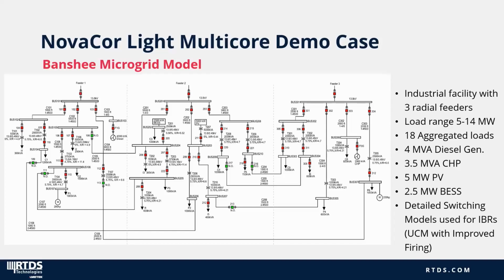Now, some minor modifications did have to be made to the Banshee microgrid model in order to fit it into the 4 cores of the NovaCor Light. These modifications simply required us to remove a couple breakers as well as transformers. But the single line diagram you see on the screen here is representative of the system being simulated in the demonstration.